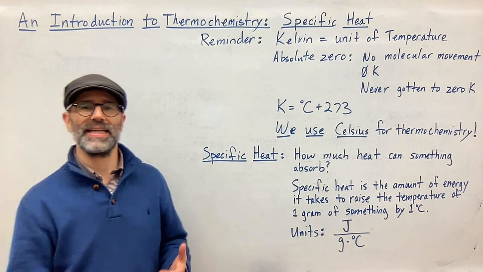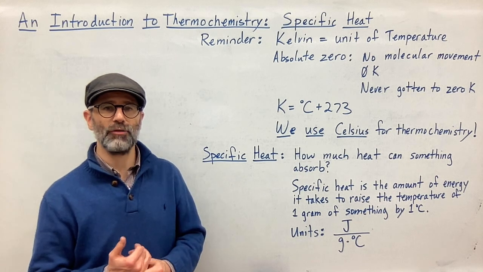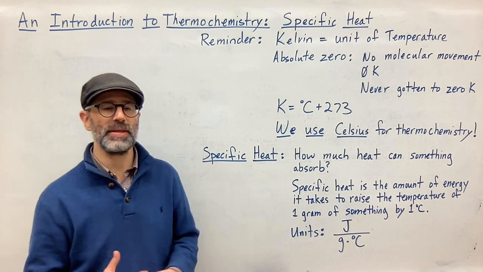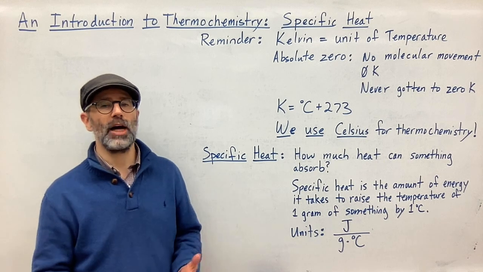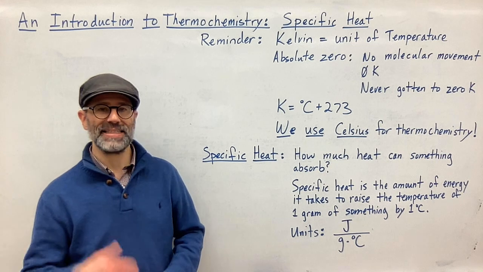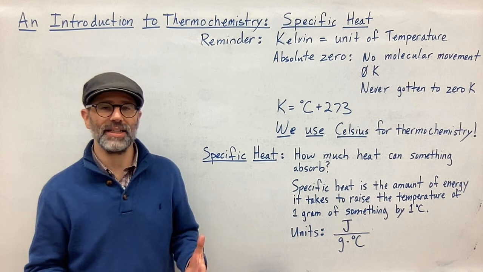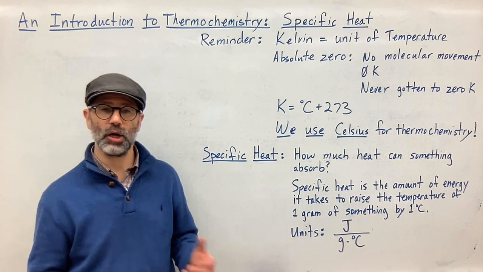So Kelvin is a unit of temperature, and the Kelvin scale is the absolute zero scale, which means that at 0 Kelvin, there should be no molecular movement whatsoever. We say 0 K or 0 Kelvin. We've never really gotten to 0 Kelvin, but we've gotten really close.